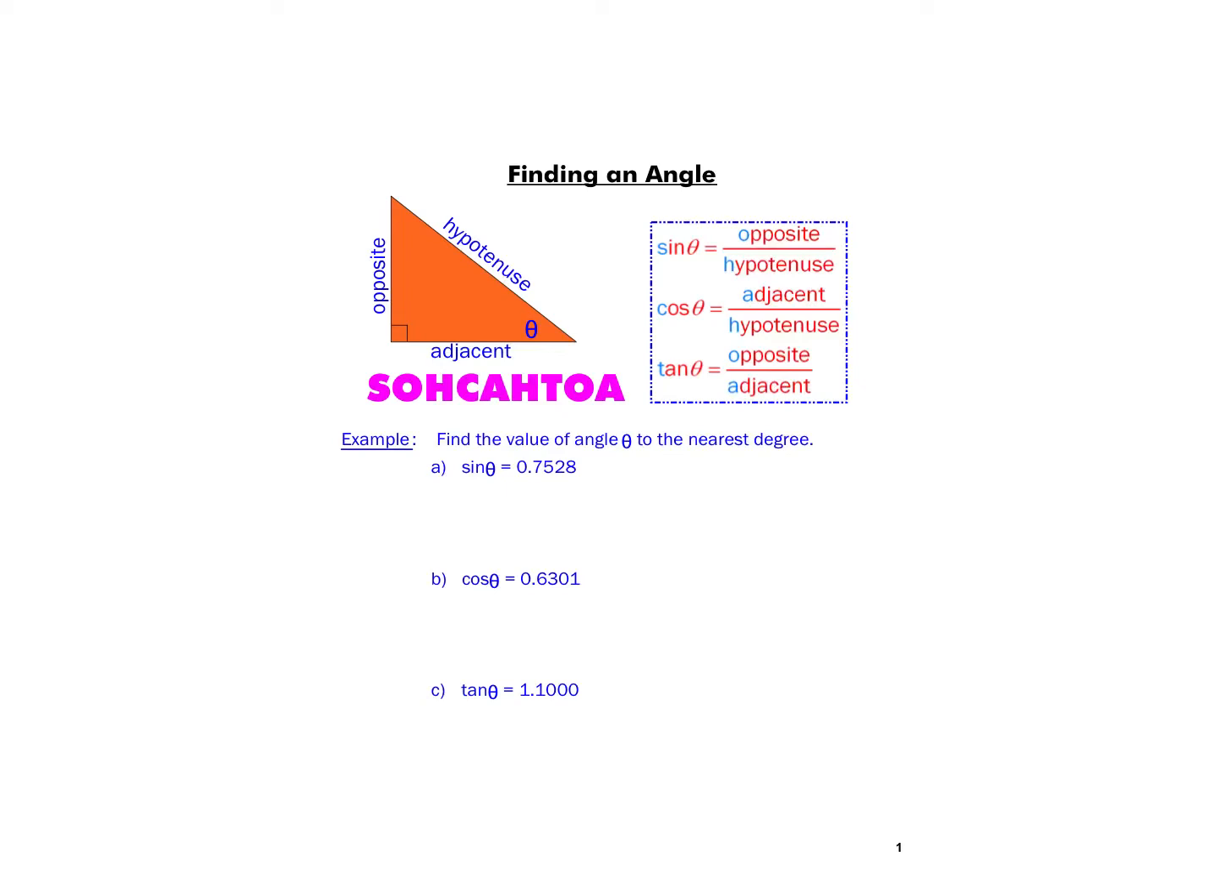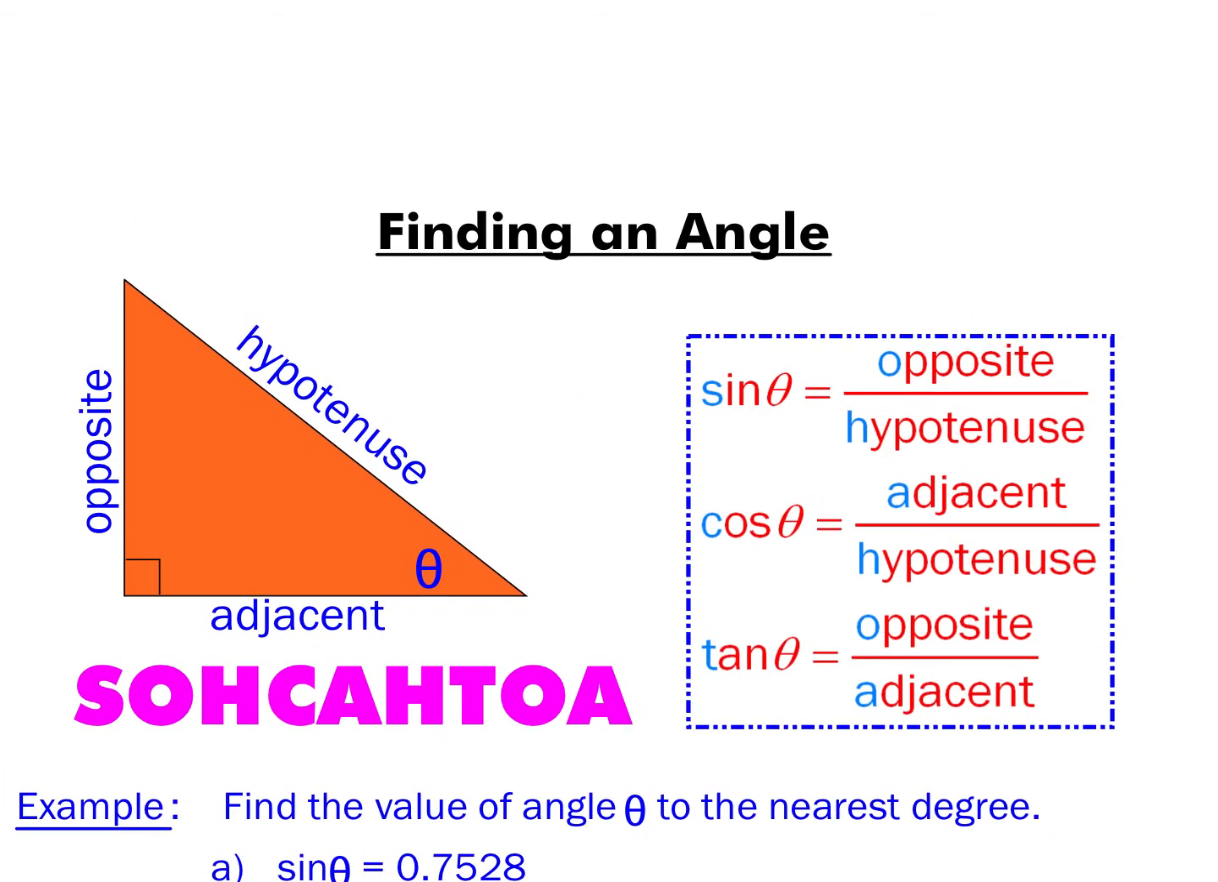This lesson is on finding an angle in a right triangle. The last lesson focused on how to find the side, and the first part of this lesson is going to look very similar, specifically the diagram with the SOHCAHTOA and our three formulas. That hasn't changed. I'll go over those quickly, and then we'll get to the meat and potatoes of today's lesson.